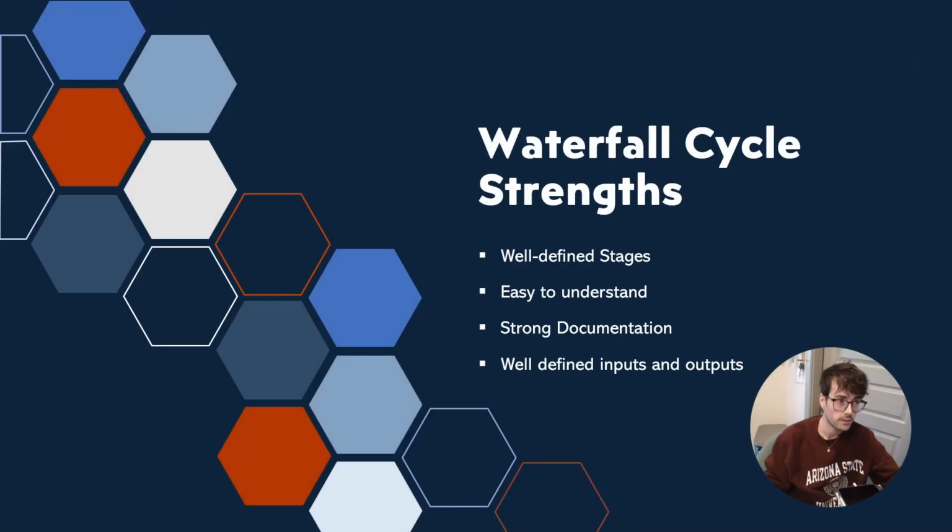For the waterfall cycle strengths, the stages are well defined with no ambiguity. They're easy to understand. This means that the waterfall model is easy to follow, especially if you have an inexperienced team. The strong documentation does encourage order and communication within the team. Implementation is postponed until the objectives are well understood. With well-defined inputs and outputs, some risk is mitigated.